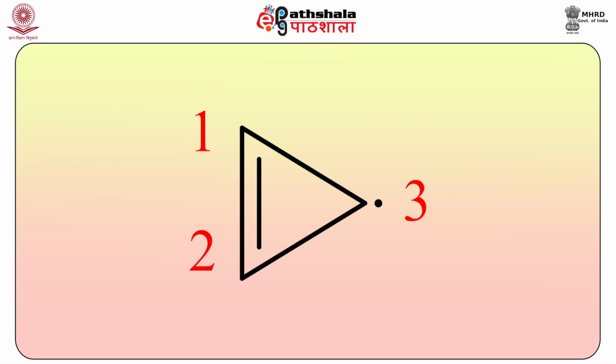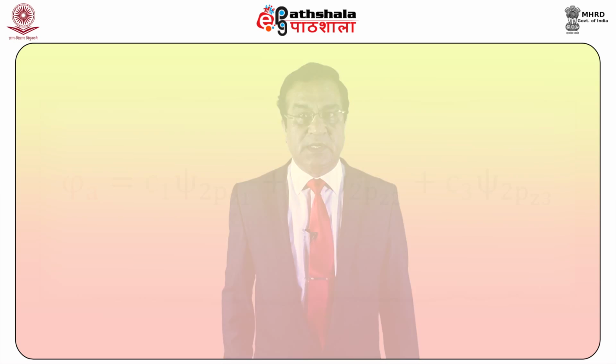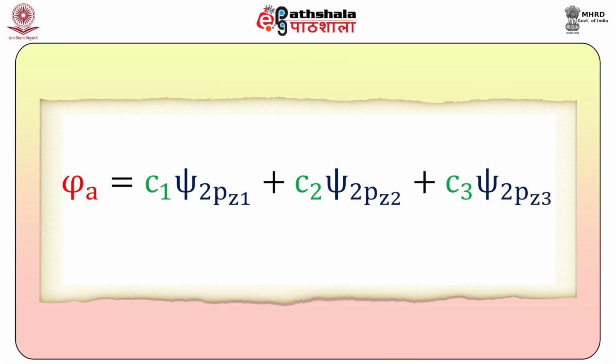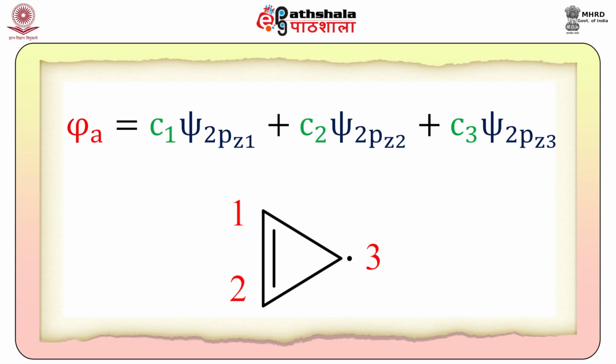And for the sake of our calculations, we are labeling the cyclopropenyl radical in the following way. For this system, the Huckel molecular orbital wave function is phi A equal to C1 psi 2pz1 plus C2 psi 2pz2 plus C3 psi 2pz3. Please see that psi 2pz1 is the pi atomic orbital centered on carbon atom 1, and similarly psi 2pz3 is the pi atomic orbital centered on carbon atom 3.